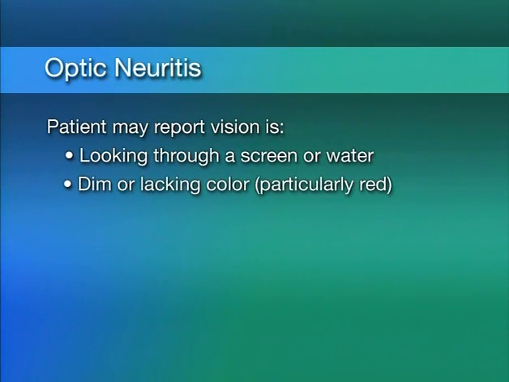The patient may report that the vision is dim or has reduced color. Red in particular often seems pale or washed out. Examination of the optic nerve is done with an ophthalmoscope.